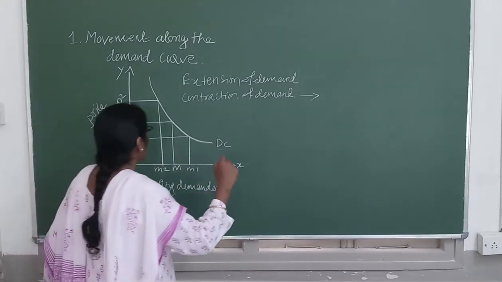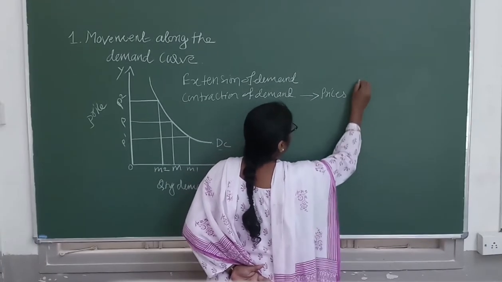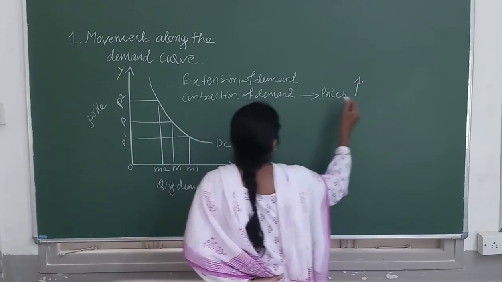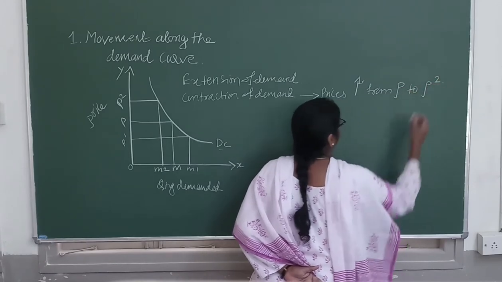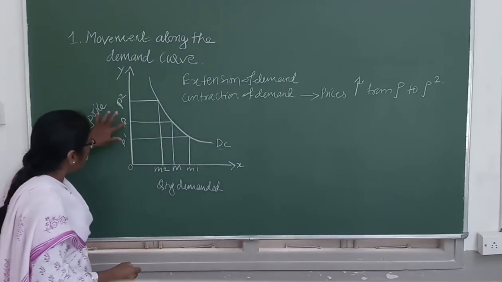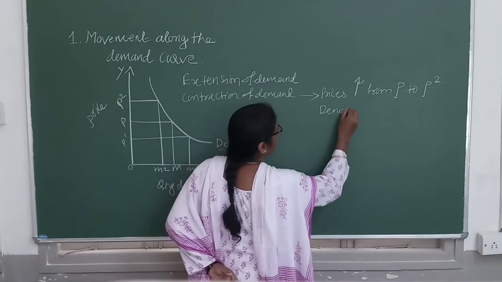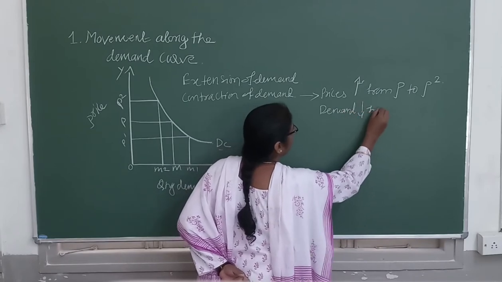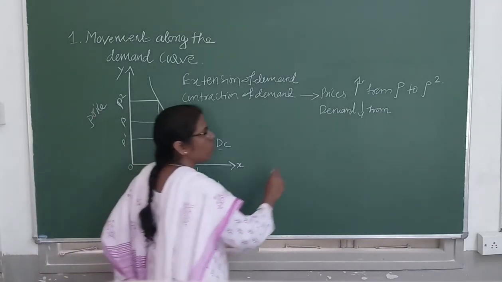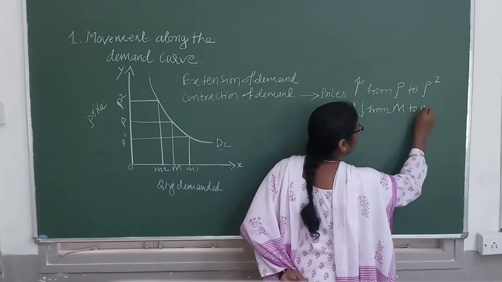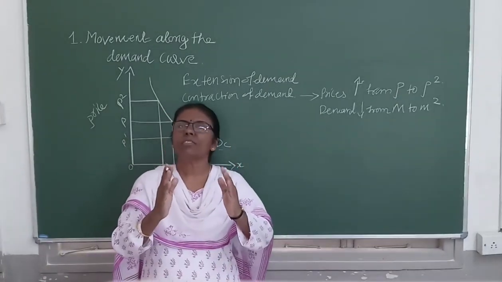Okay, I will write here. See, price increases from P to P2. Then demand decreases from M to M2. This is called what? This is called contraction of demand.